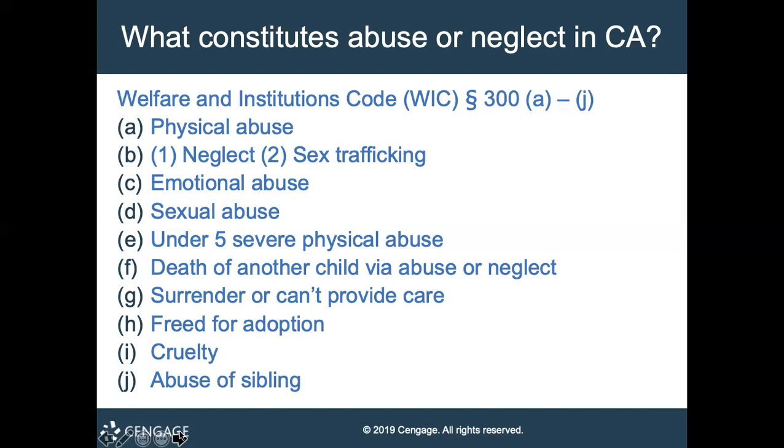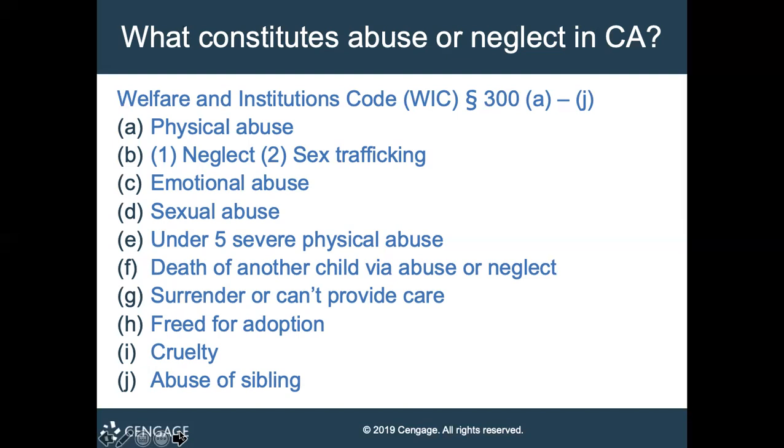The E, so you might ask, why do you have both A and E? Why do you have physical abuse and then also under 5 physical abuse? The reason is that children under 5 are particularly vulnerable. They are not able to protect themselves in a way that older kids are. If you think about it that way, it sounds particularly terrible. An E count is a pretty serious count. That's physical abuse of a very small child.